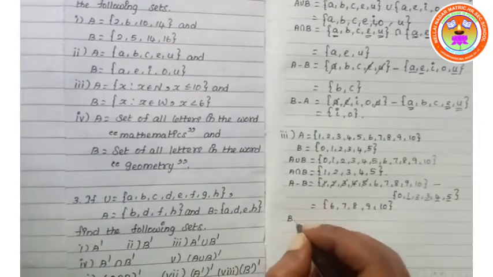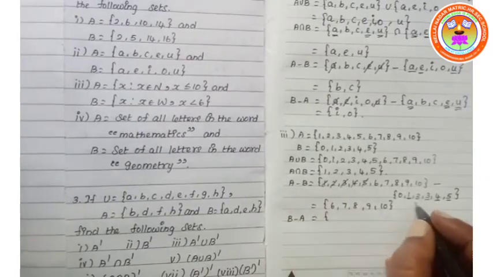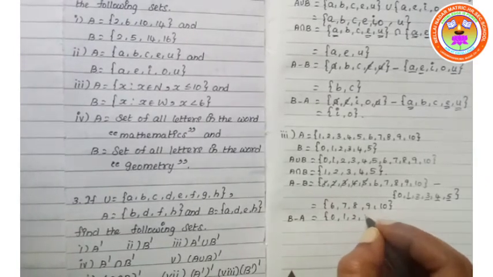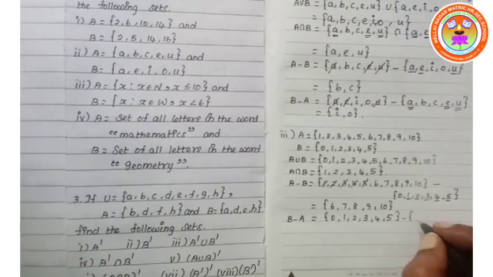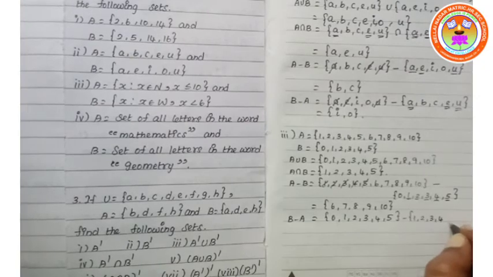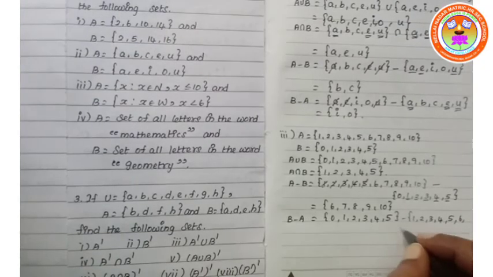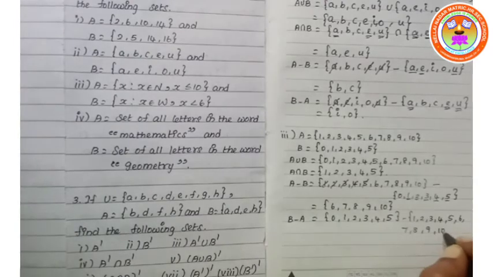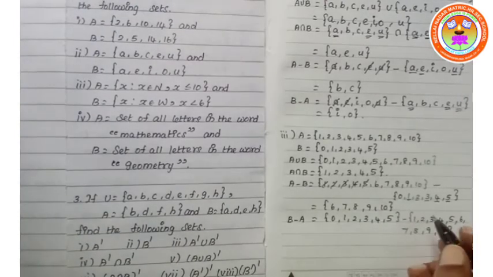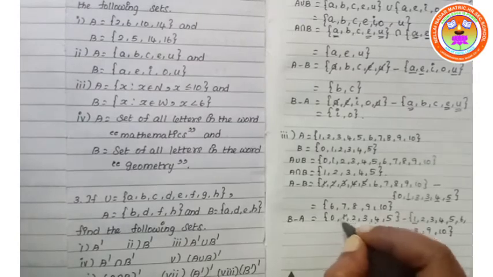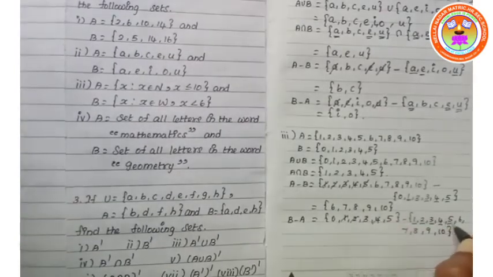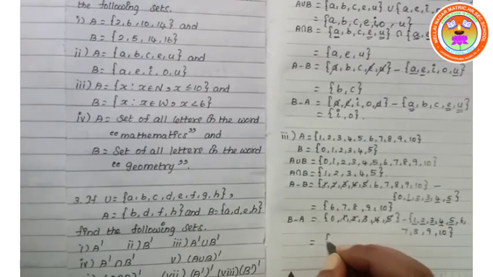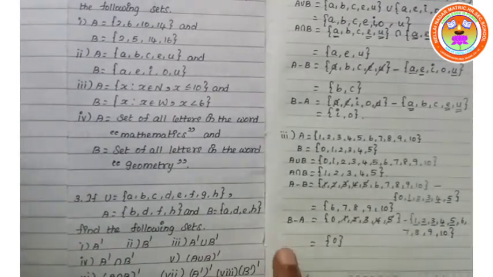Now B difference A equal to, you should write B as first. 0, 1, 2, 3, 4, 5. Minus, what is the set A? 1, 2, 3, 4, 5, 6, 7, 8, 9, 10. So what are the same elements to be eliminated? 1, 2, 3, 4, 5. So the remaining element in the first set is 0 only. So B minus A answer is the singleton set 0 only.